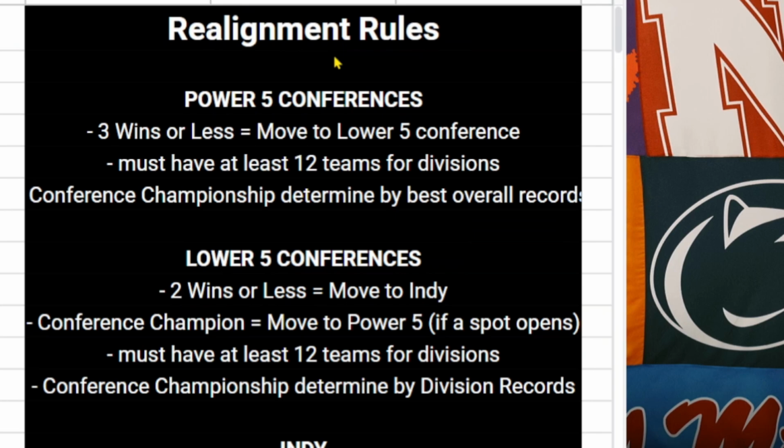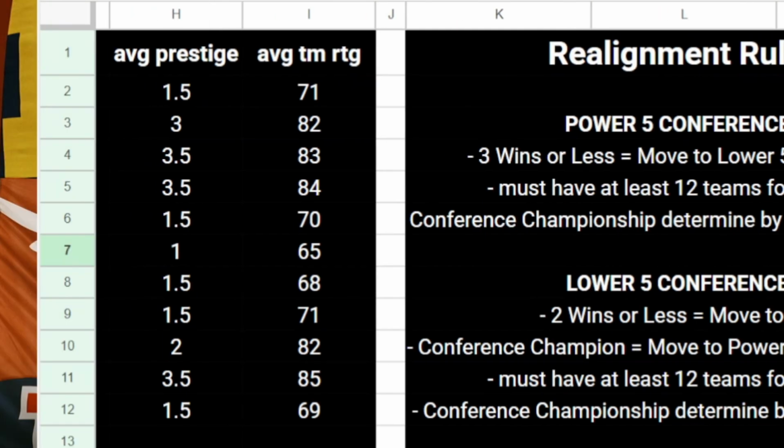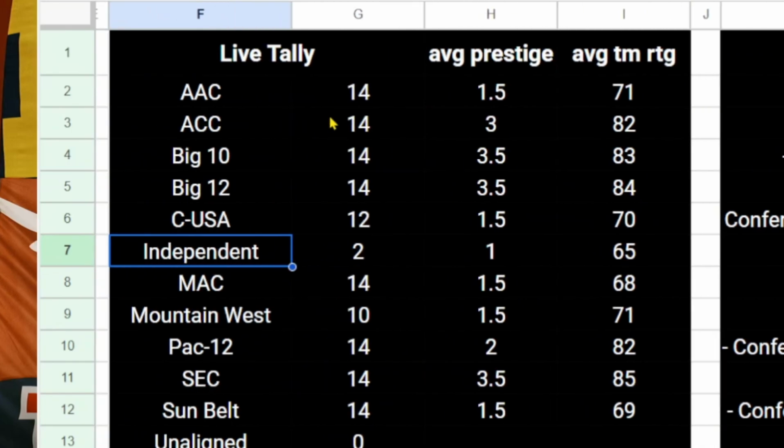So here are some of the rules that we're going to look at when it comes to the importance of the Power 5 conference and the Lower 5 conference. So for the Power 5 conference, if any team in that conference wins 3 games or less, they have to move to the Lower 5 conference. And that's a big deal because if you look over here, when we take a look at all the prestige and then the team ratings, I took all the prestiges in each conference of each team.